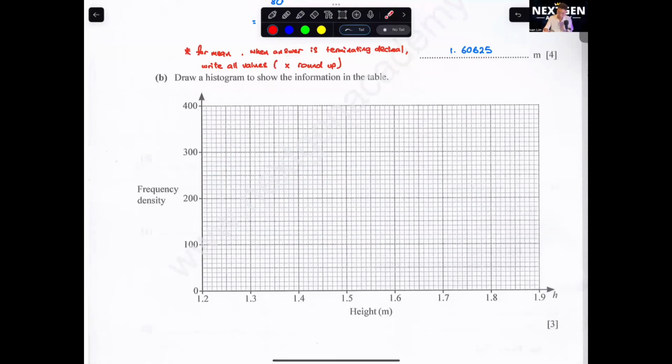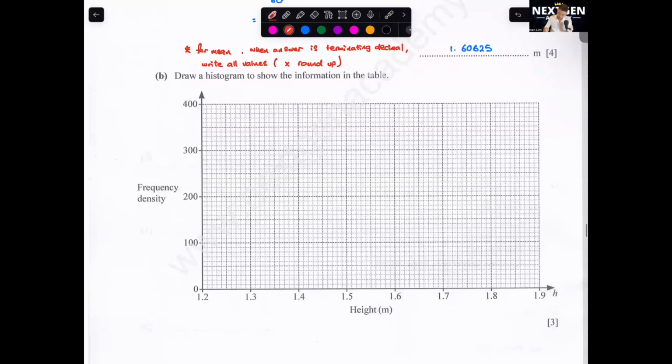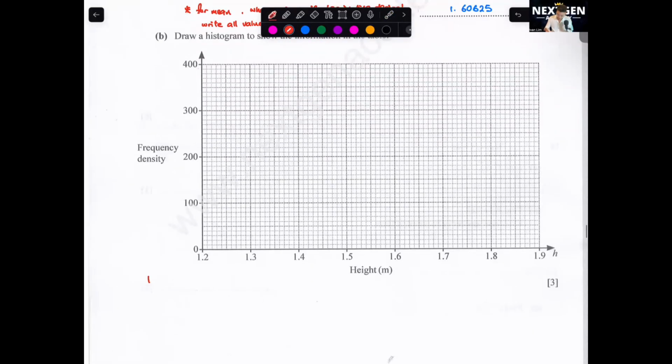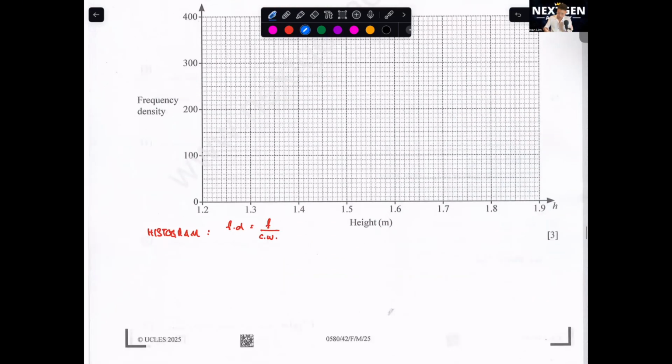Frequency density. Whenever you see the word histogram, what is the formula that we write down? We will write down FD equals F over CW. Frequency density equals frequency over class width. We want to find the frequency density for each of these bars. Maybe let's just draw it out so that it's clearer.